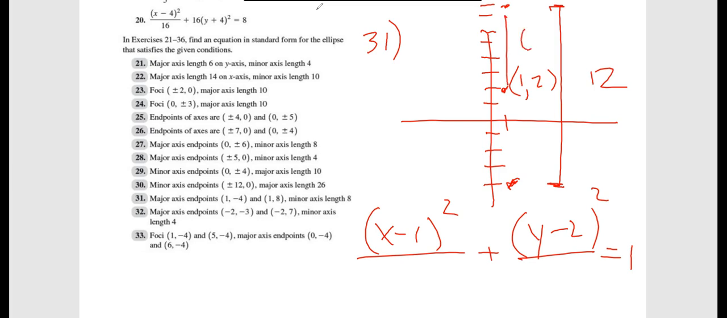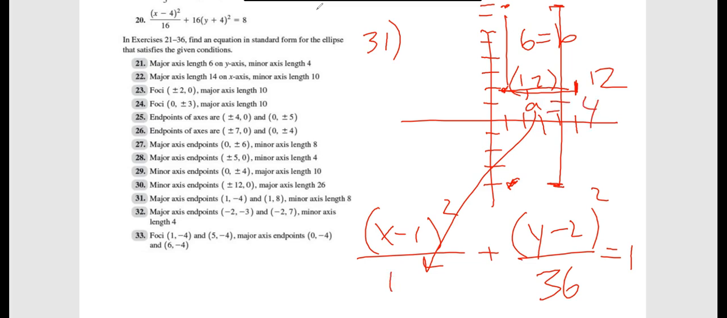Since the b value is 6, what goes underneath the y squared term? 36. What else did they give me on question 31? Minor axis length of 8. So minor axis length of 8 would be 1, 2, 3, 4 units this way. So that means my a value is 4. So what are you going to put under here? Yep, if a is 4, then a squared is 16. So just use your information. The picture helps you a lot. Okay, I'll come around and check your homework.